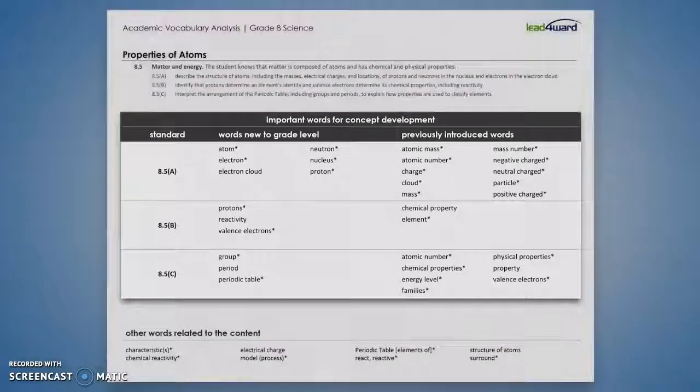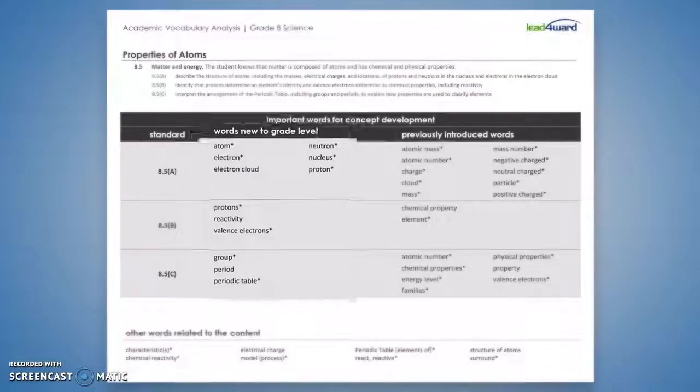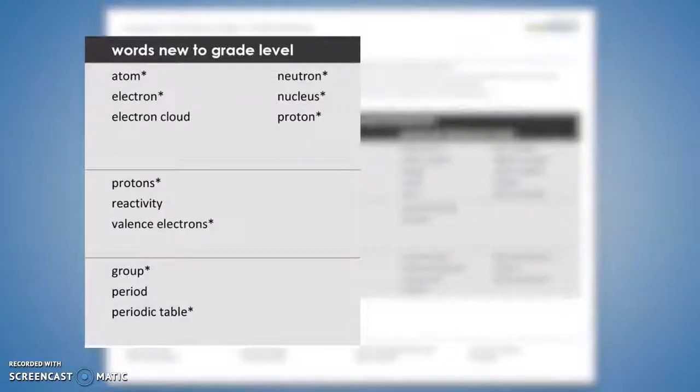On the Lead4ward vocabulary analysis, we tried to make it easier for you to identify the vocabulary used on STAR items coded to that designated SE by putting a star beside it. Star is for STAR.